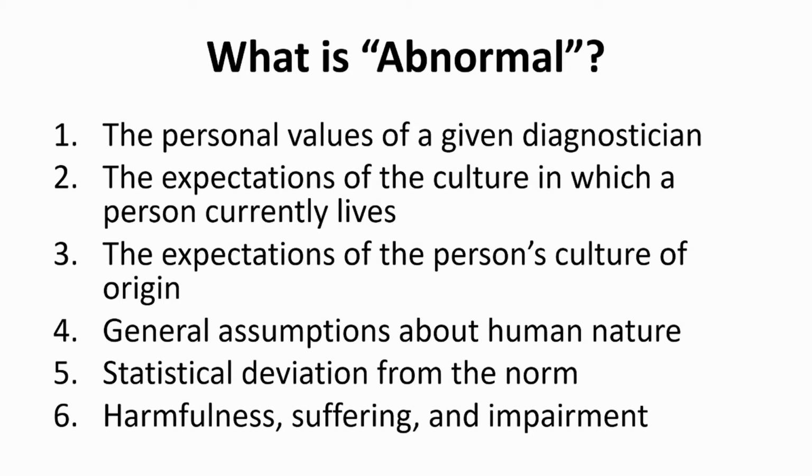Number 4 is general assumptions about human nature. So the idea of what we think humans should be or how they should act. 5 and 6 are getting a little bit closer, where we start looking at things like statistical deviation from the norm. Maybe we can quantify normal behavior, and anybody who deviates significantly from that standardized norm that we've created, then that's abnormal. And then number 6 is when we start looking at harmfulness, suffering, and impairment. So if that behavior is causing harm, suffering, or impairment of their normal lives.